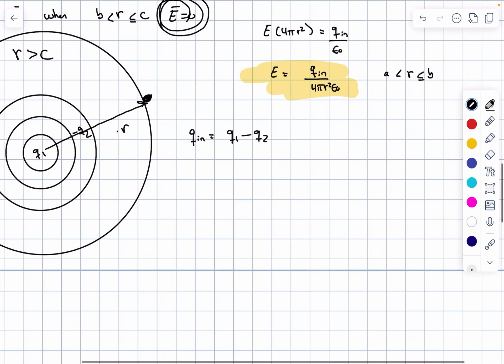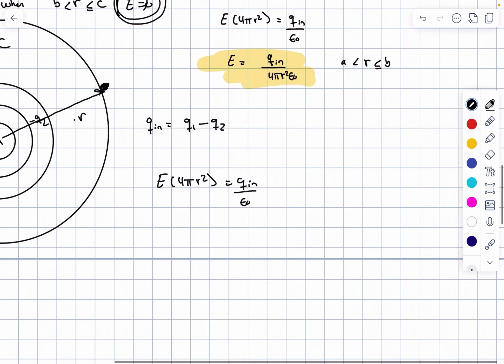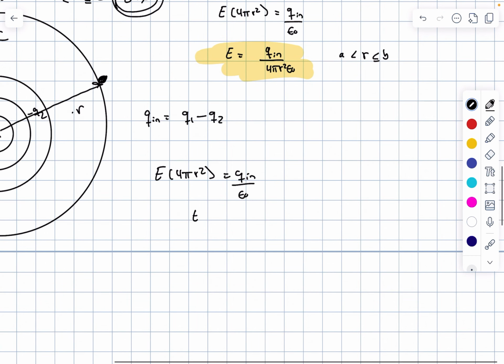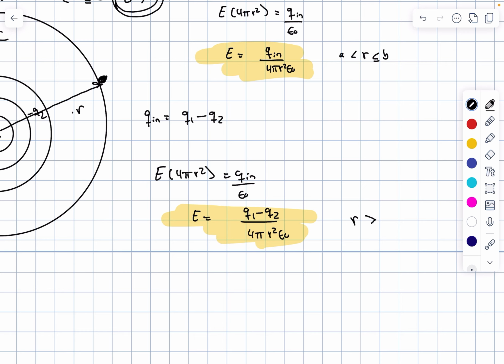So then that's Qin, and the same thing as before, I'm going to have E times 4 pi r squared is equal to Qin over epsilon naught. And then I'm going to have E is equal to Qin, which is Q1 minus Q2, over 4 pi r squared epsilon naught. And that is my answer when r is larger than c, so when I am outside of the system.